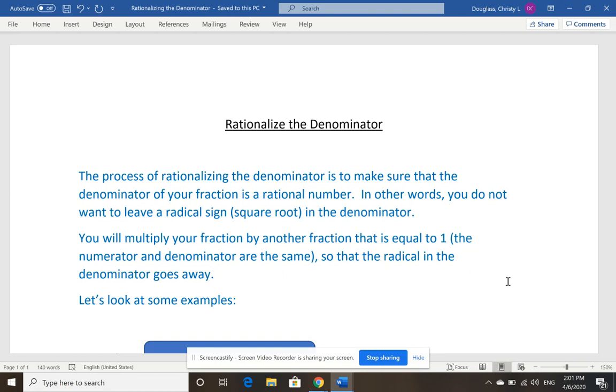So the main idea is we're going to take our fraction and multiply it by another fraction that is equivalent to 1. The reason being, if we multiply by 1, we're not going to be changing the value of our fraction. We might just change what it looks like, because we're going to select this fraction that's equivalent to 1 in a special way. The numerator and the denominator will be the same, but in doing so, this multiplication will cause the radical in the denominator to go away. So at least that's our goal. Let's take a look at some examples.